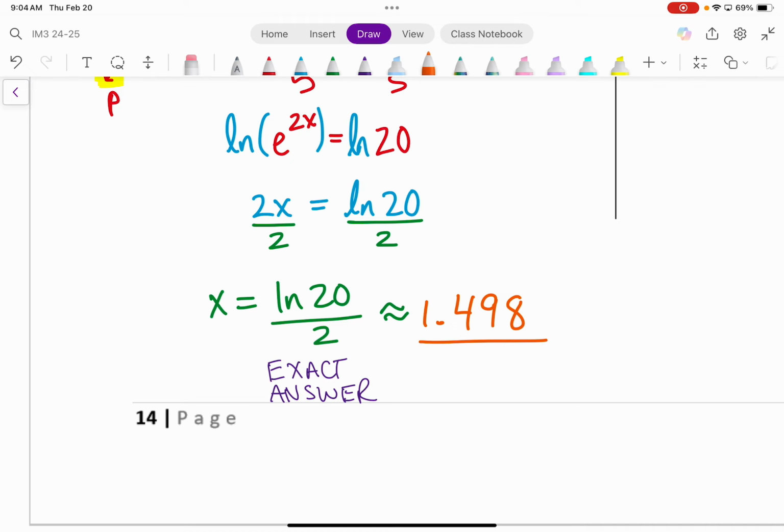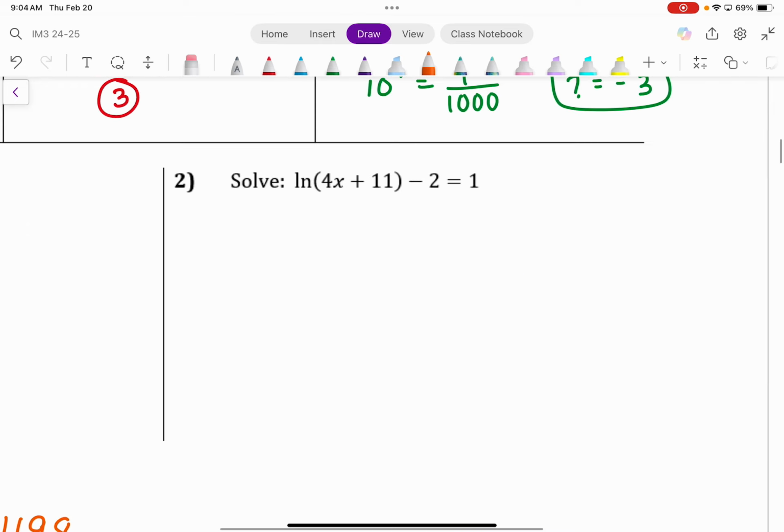If you got anything different than 1.497 or 1.498, then double check that you did this correctly. If you did not close your parentheses, if you did ln 20 and divided by 2 without closing the parentheses, then really you solved for ln of 10, and that's different. That's maybe how you got a different answer. You must close ln 20, close the parentheses, and then divide by 2. Okay? All right. Are there any questions before we move on? Okay, then let's look at the next one.